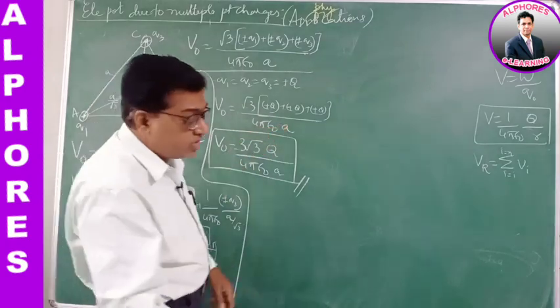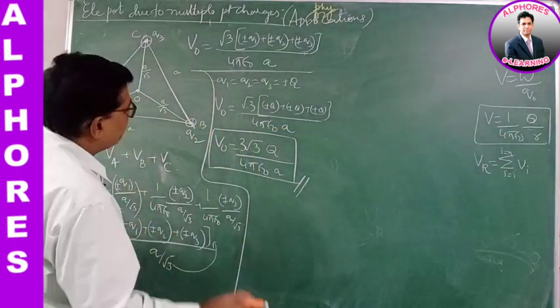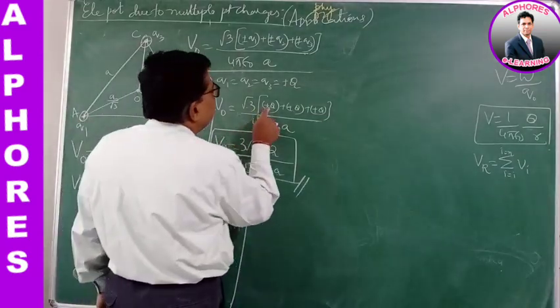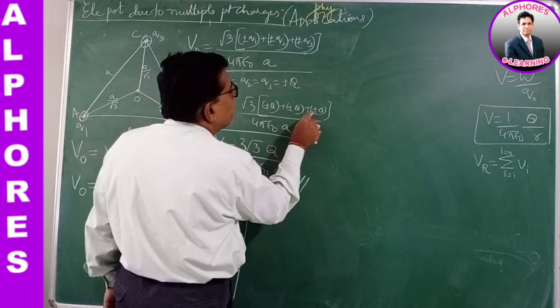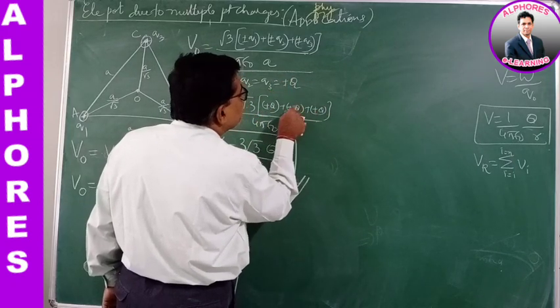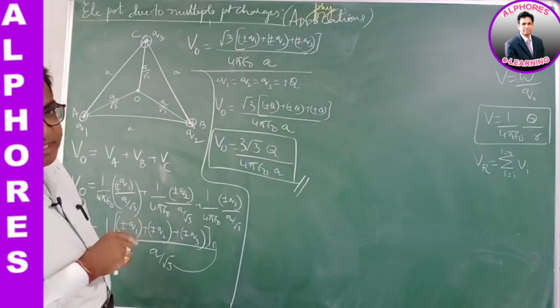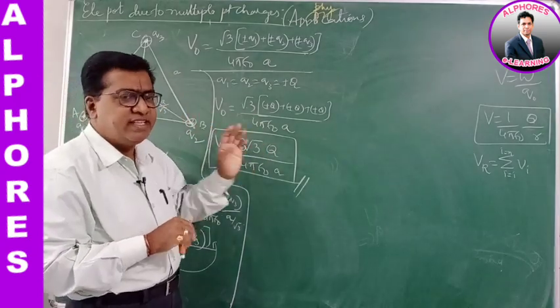If there are 4 charges, let's take 4 charges. Suppose all are equal, but one is unlike: one is plus Q, the other one is minus Q. So minus Q plus Q gets cancelled, and you will get only the potential due to one charge. So according to the respective values, substitute and get the answer.